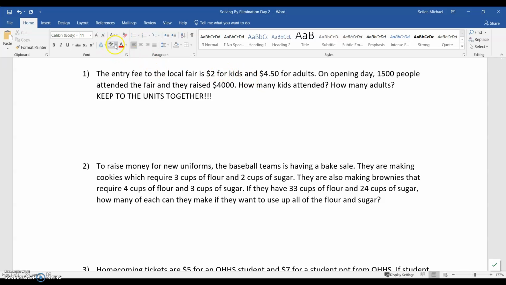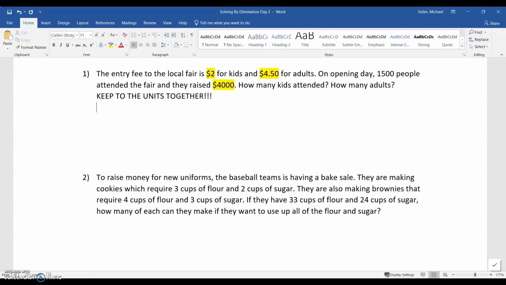Let me change the color. So we can see that I've got $2. So there's money. Here I've got money. And here I've got money. So my first equation is going to be just strictly based upon the money. And if we look at that further, it's $2 for every kid, plus $4.50 for every adult, and it's a total of $4,000. Okay, so money, money, money.